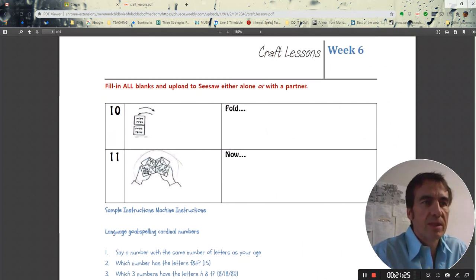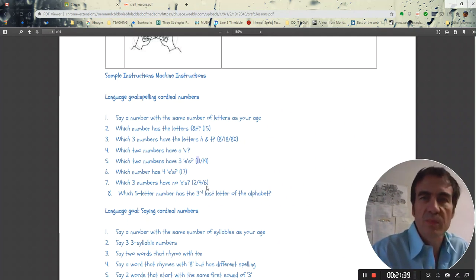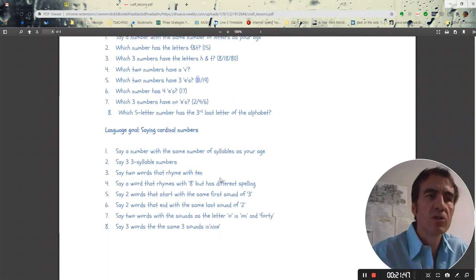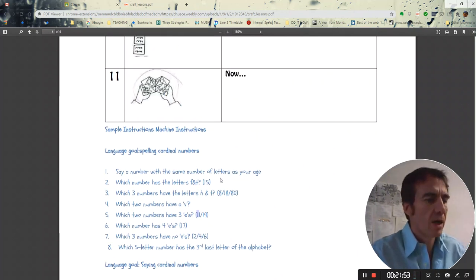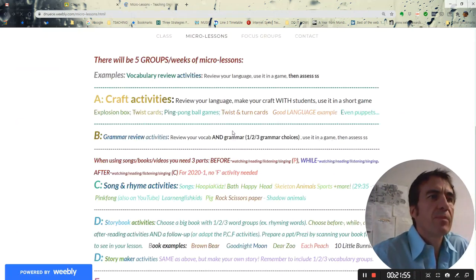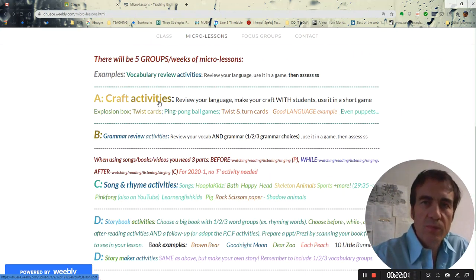And after they've built their instructions machine, they get a number, they follow the instructions, which two numbers have 3 E's, and they have to think, number 1, okay, that's O-N-E, there's 1 E, number 2, no E's, until they find number 11, E-L-E-V-E-N, and 19 also has 3 E's. So they are using it in some game. In this case, just speaking in pairs with their partner. But craft was first because it's the easiest one for both you as teachers and students to do.